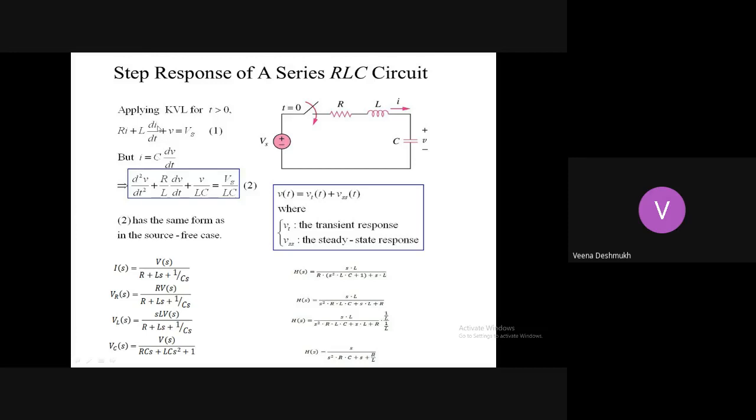Now come back to this equation where we have already written the equation. After simplification, after substitution for I, which is equal to C into dV by dt, substituting the values in equation 1, what we get is d square V by dt square plus R by L dV by dt plus V by LC, where V is the voltage developed across the capacitor.